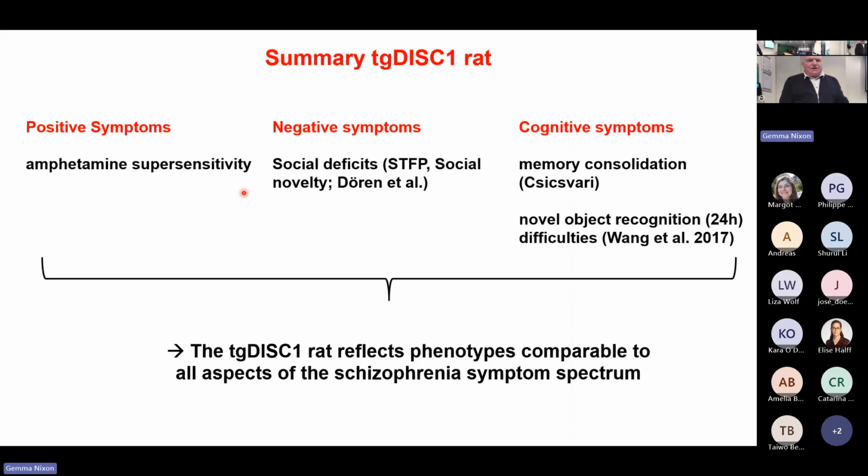And for example, if we now plot this onto the symptom dimensions of schizophrenia, we have the amphetamine supersensitivity for positive symptoms. We have these negative symptoms, social deficits, and we have cognitive symptoms like these memory consolidation deficits. I didn't talk about the novel object recognition at 24 hours, which was also impaired, published from Joe Houston's lab. And so these transgenic DISC rat phenotypes are comparable to all aspects of the schizophrenia symptom spectrum.